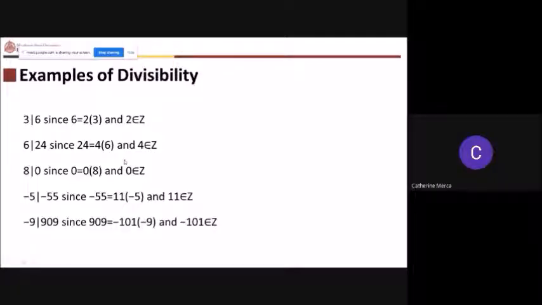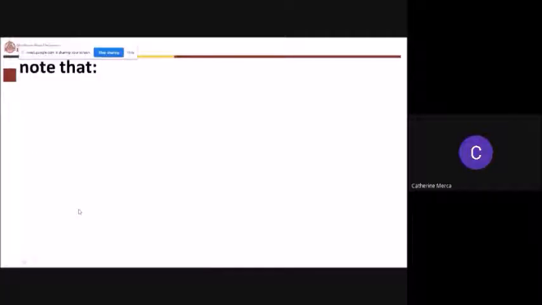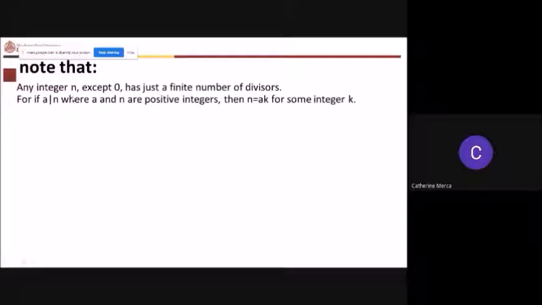And down the line, you also can say 8 divides 0, because 0 is equal to 0 times 8. And we know that 0 is definitely an integer. Similarly, you can have the following. Okay, so I guess you are familiar with divisibility. Note that any integer n except 0 has just a finite number of divisors.